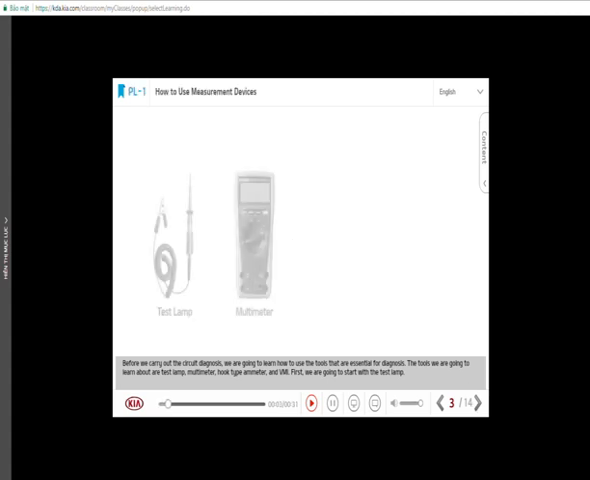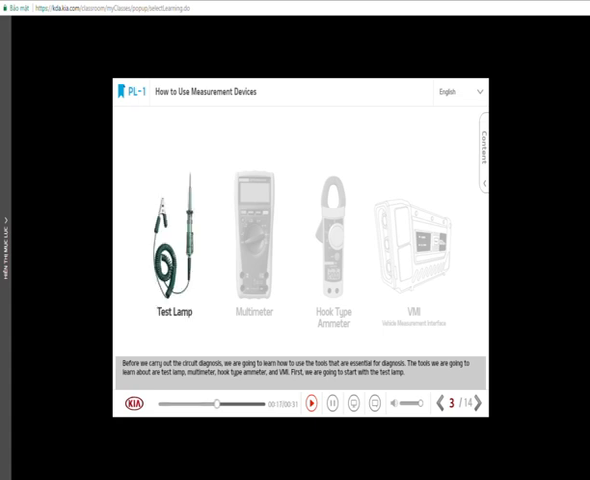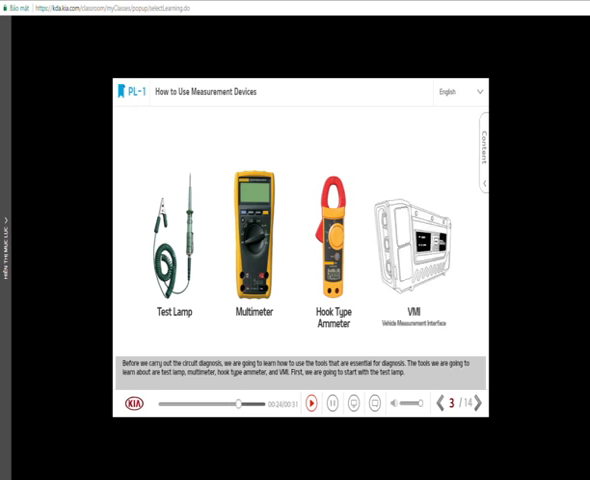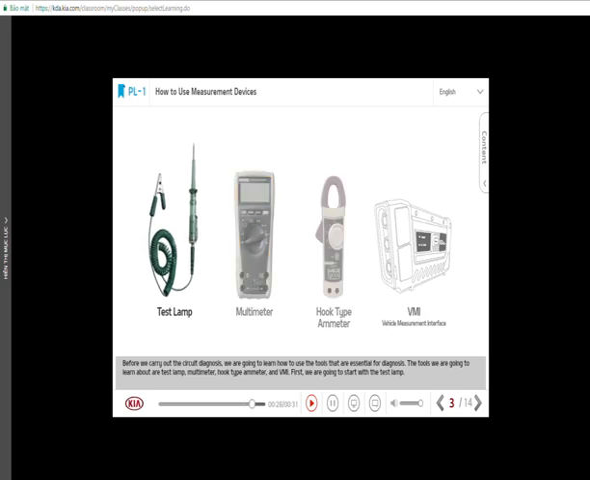Before we carry out the circuit diagnosis, we are going to learn how to use the tools that are essential for diagnosis. The tools we are going to learn about are test lamp, multimeter, hook-type ammeter, and VMI. First, we are going to start with the test lamp.